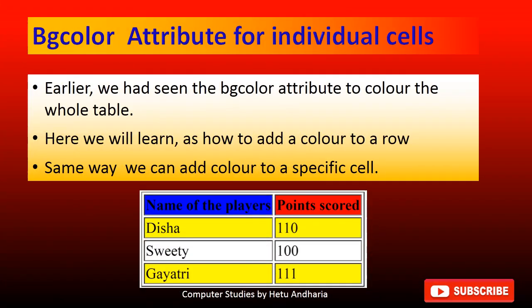Earlier we learned the usage of bgcolor along with the table attribute: if we type bgcolor inside the table tag, then the color of all the cells of that table will change. Now bgcolor could also be used to change the color of a specific row, or even the color of a specific cell. At present we are going to create a web page to display the table which is given here.